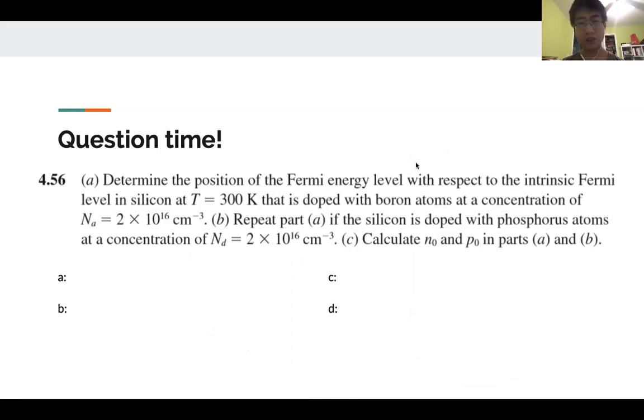So this is a question that you guys did at the end of last time. Just a quick refresher on doping in semiconductors. Although if there are any questions, please ask.